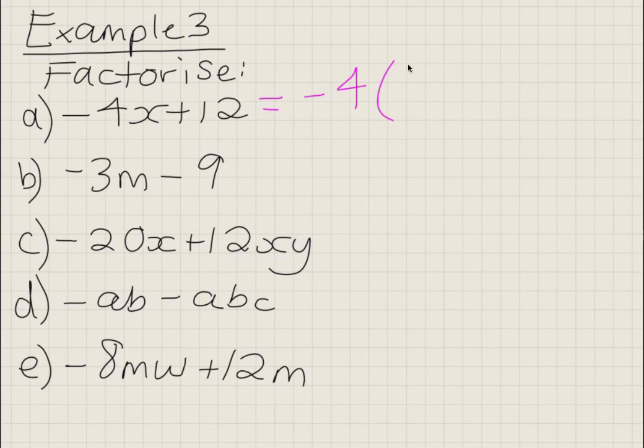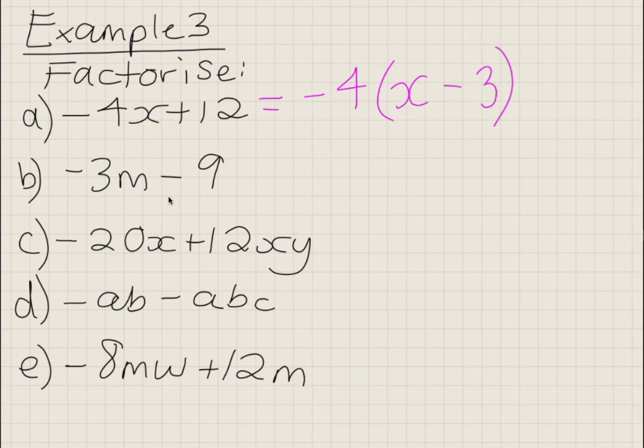Now, negative 4 times what gives negative 4x? That's just been multiplied by x. And negative 4 times what gives positive 12? Now, we can't write plus in here because if it was plus 3, this would be negative. So it has to become minus 3. And think, if you expanded it, would you get that answer? Well, this would give minus 4x. Minus 4 times minus 3 gives positive 12. So yes, that is the correct answer.